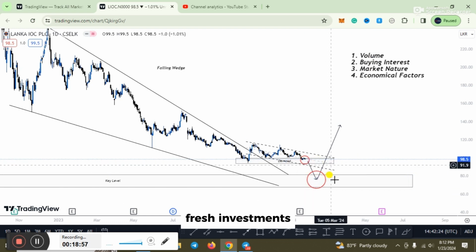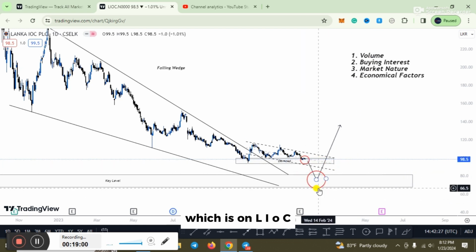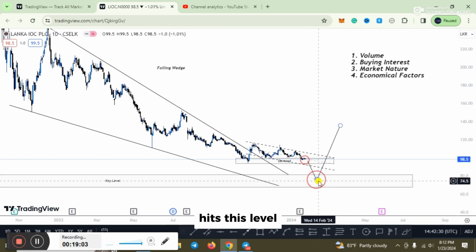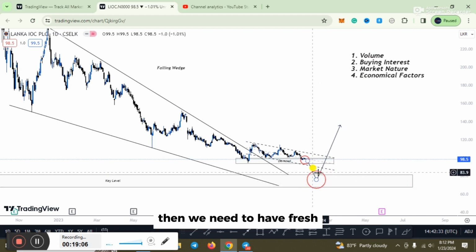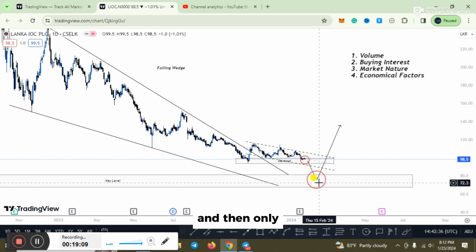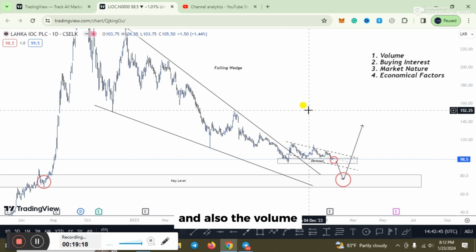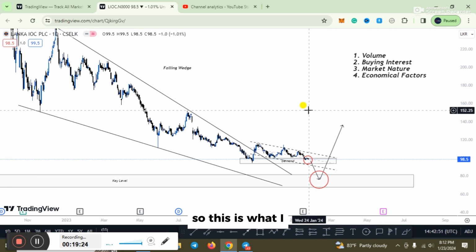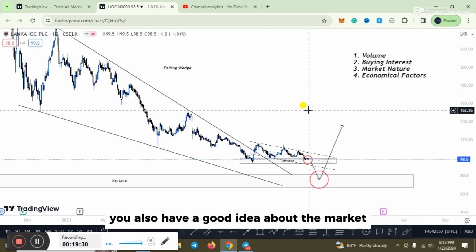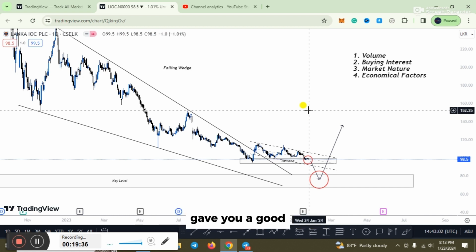So we need fresh investments to happen around this level, which is on LIOC. Once a price hits this level, we need to have fresh investments for the LIOC, and then only we will see a bullish momentum. So the price is very much reactant to the investors' confidence and also the volume as well as the market nature. So this is what I thought to share with you guys. I believe that you also have a good idea about the market analysis now, and that this analysis gave you a good overlook on the LIOC.